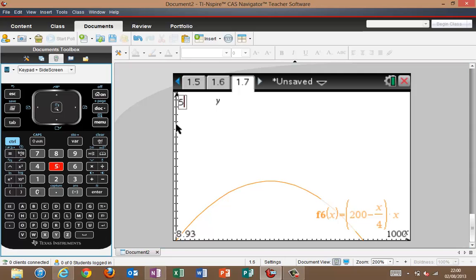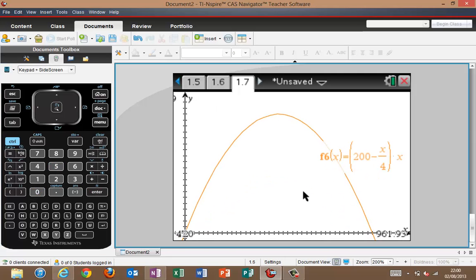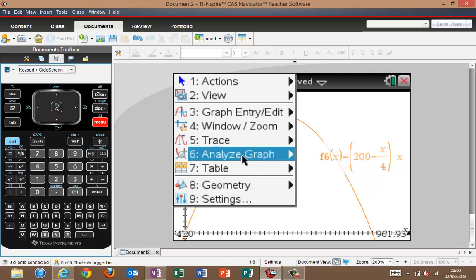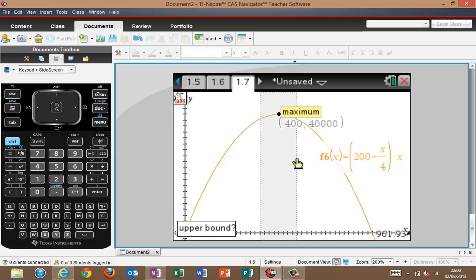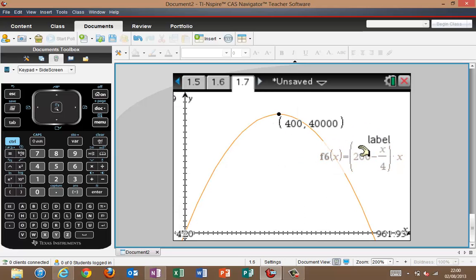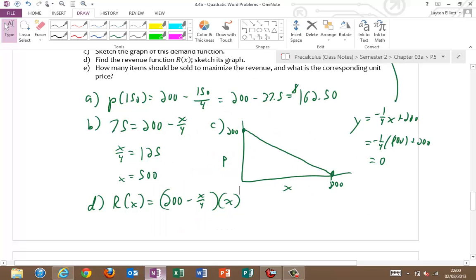Too big. Bring that down to 50,000. And there we go. Let's find the max value. I'm going to do a maximum. And I have 400, 40,000.